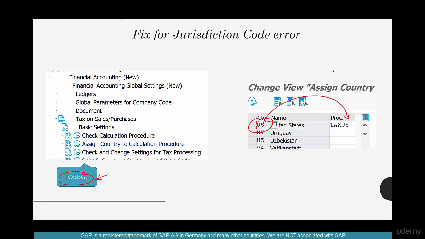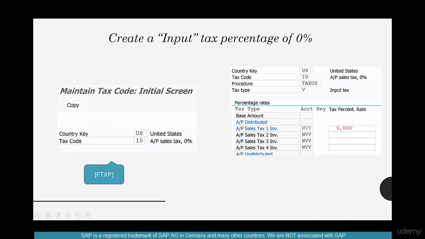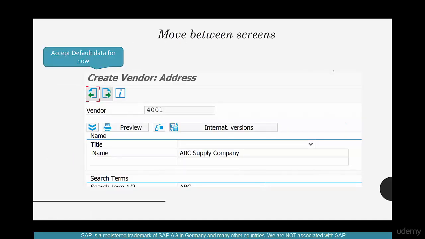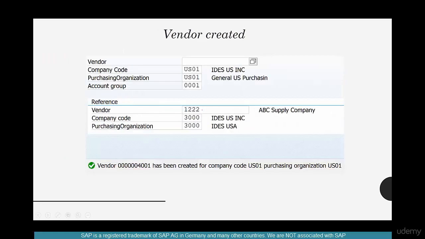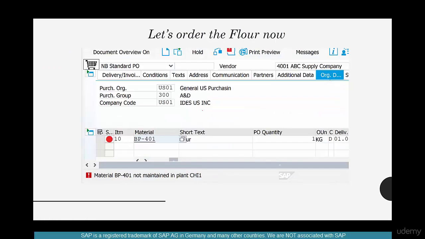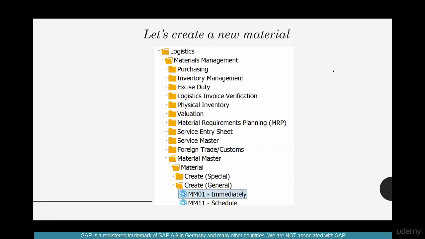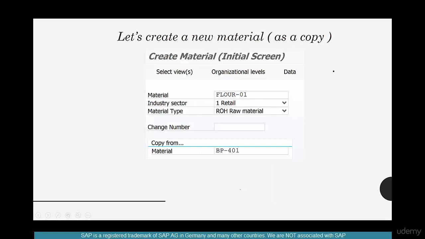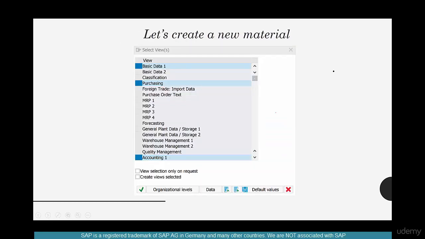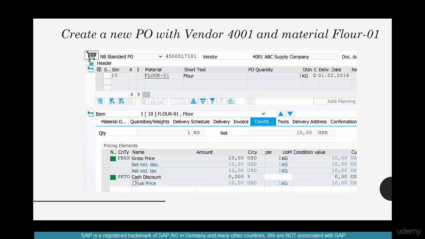So what have we done here? We have started with clearing out some of the errors, like fixing the jurisdiction code problem, setting an input tax percentage of 0. And we have created a vendor 4001 and copied it with reference to 1222. And we've also tried to create our own material. We could not use BP401 because it was not created in the new set of enterprise structure elements. So go to material master, material and create, give a material name, flour, and select a material type of raw material. Select basic view, purchasing view, and accounting view. And then go create a PO with the vendor 4001 for material flour 01.